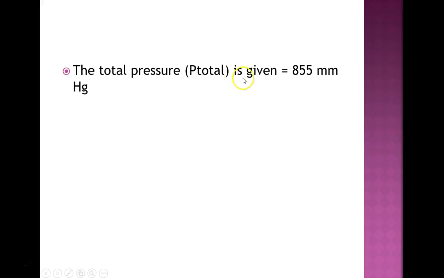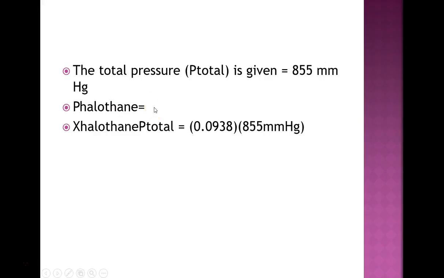Now remember, the total pressure is given as 855 millimeters mercury in the problem. So the partial pressure contributed by halothane is going to be equal to the mole fraction of halothane times the total pressure. Remember, our mole fraction was 0.0938. Multiplying that by the total pressure, 855 millimeters mercury, we get a partial pressure of 80.2 millimeters of mercury. That's the contribution by halothane to the total pressure of the gas.